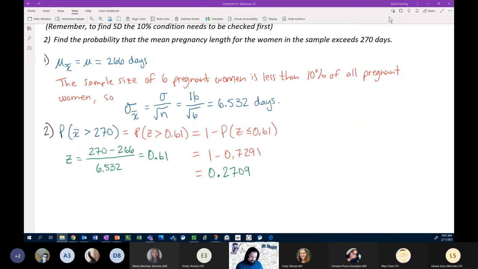This is the probability of selecting 6 women whose mean pregnancy length exceeds 270 days. And we're done. Are there any questions about how I solved these two problems?